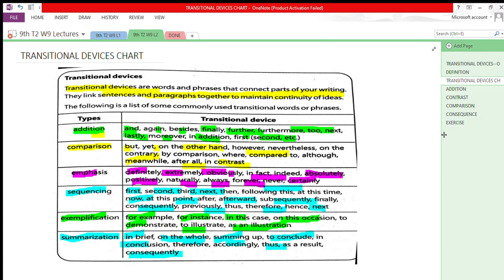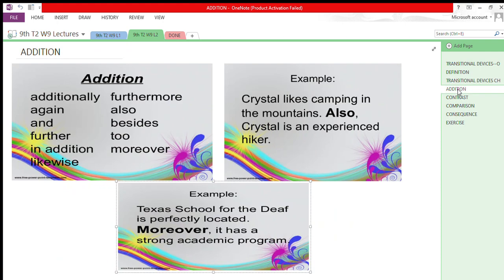Now we'll see one by one how we use these transitional devices. Not all, but a few I'm going to explain. For example, the first one is the transitional device of addition. Now, these are the words which we are using: additionally, furthermore, besides, too, moreover, in addition, likewise, and.